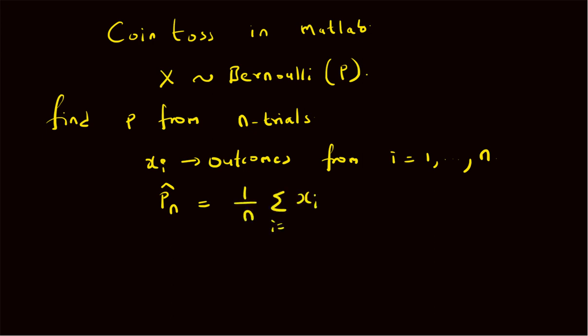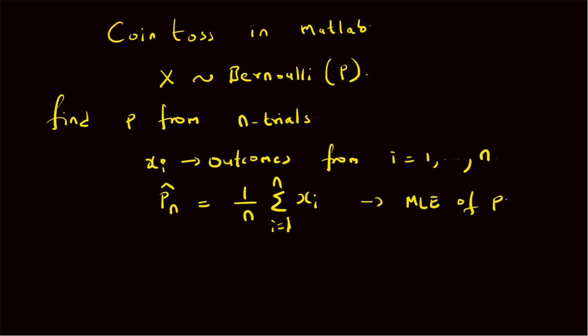That is, summation i equal to 1 to n of xi, divided by n. So this is like the arithmetic average of the outcomes. It gives us the estimate of the probability. We learned this from maximum likelihood estimation, that is MLE, estimation of P. You can look at this derivation in a previous video.